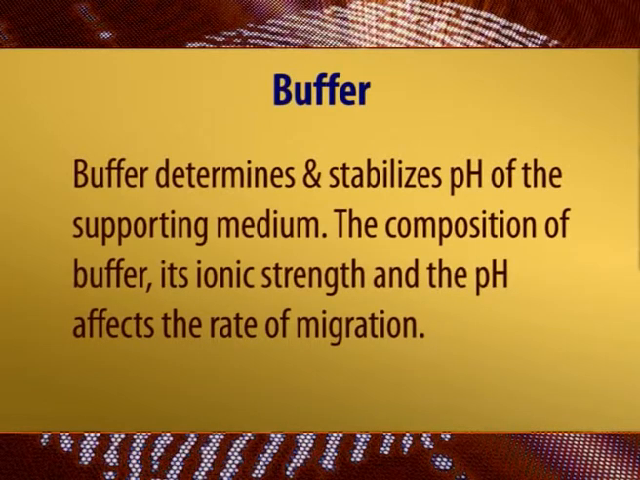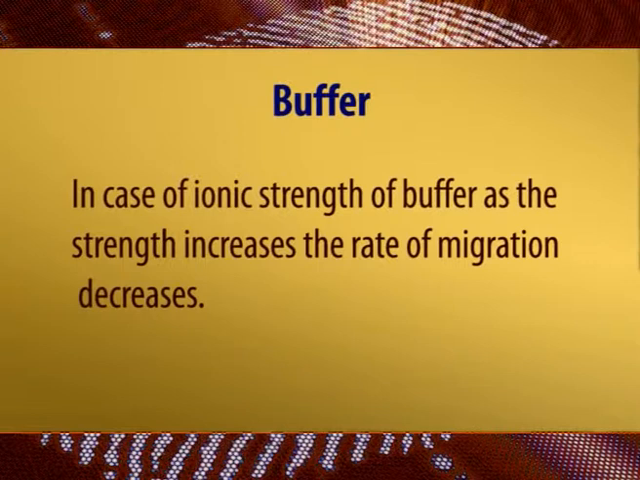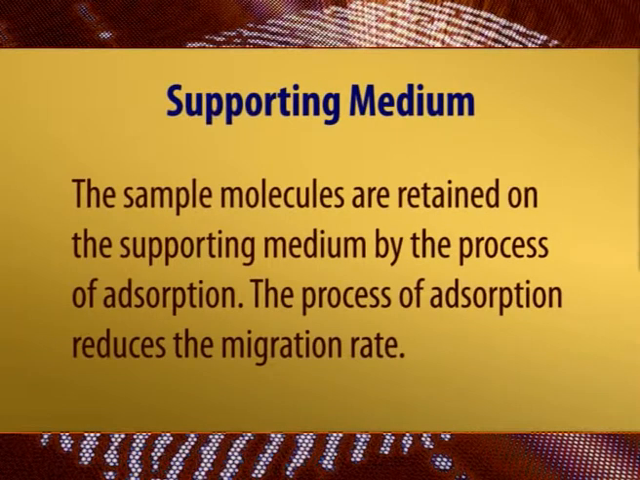Buffer. Buffer determines and stabilizes the pH of the supporting medium. The composition of buffer, its ionic strength and the pH affect the rate of migration. In case of ionic strength of buffer, as the strength increases, the rate of migration decreases.